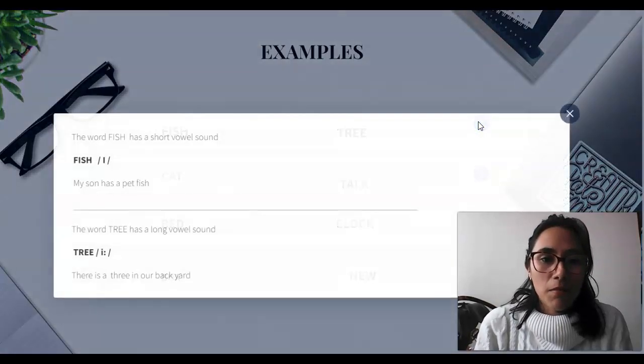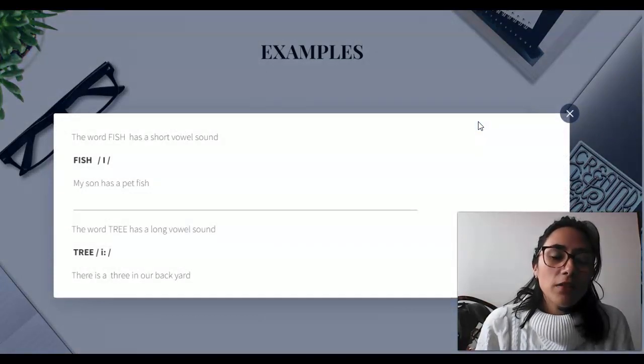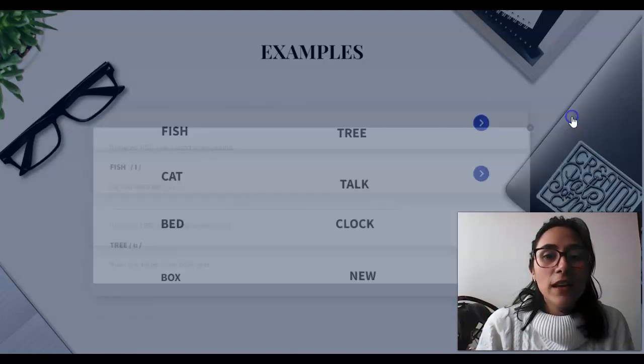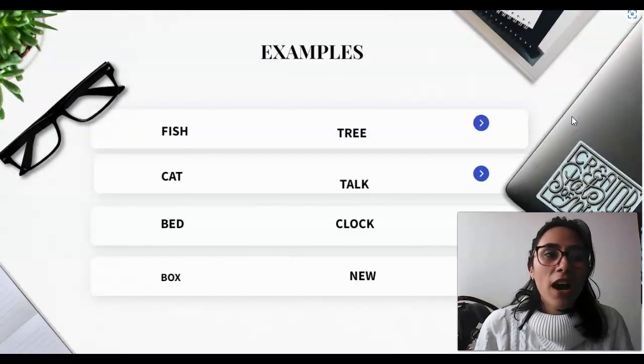Look at this example. The word fish has a short vowel. Can I say, my son has a pet fish? This is a short sound. And look at this: there is a tree in our backyard. This is a long sound. So you need to focus on this idea, okay? When you have vowels, you need to analyze if the sound is short or long.